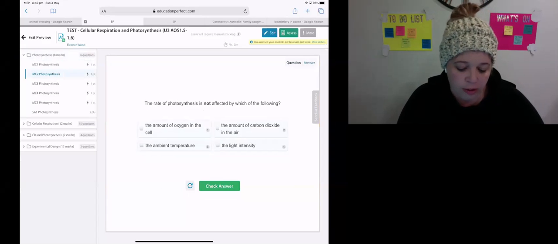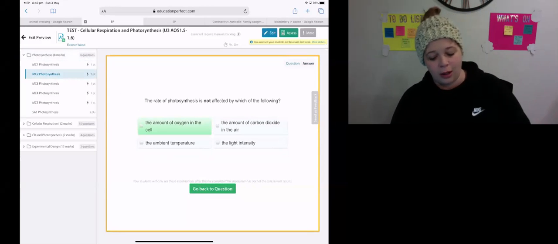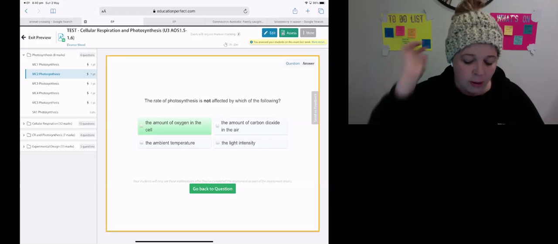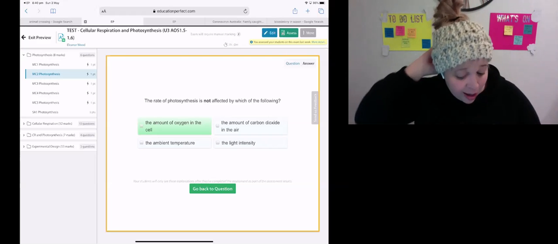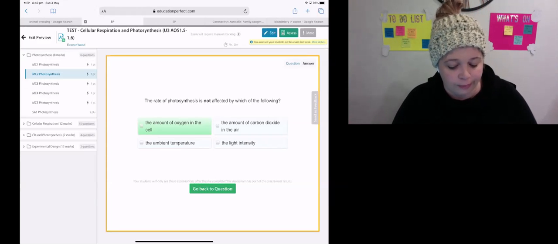All right, are we going to be affected by the amount of oxygen in the cell? No, because that's something it produces, so it's a product. Are we going to be affected by the amount of carbon dioxide? Yes. Temperature? Yes. And light intensity? Yes.